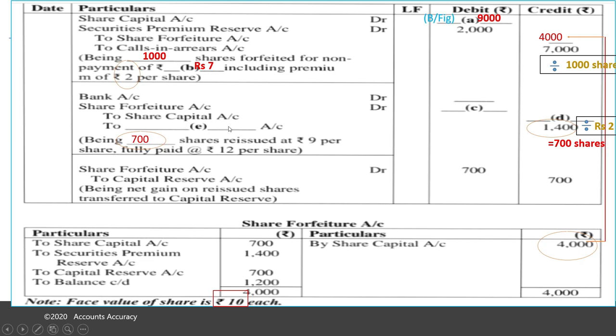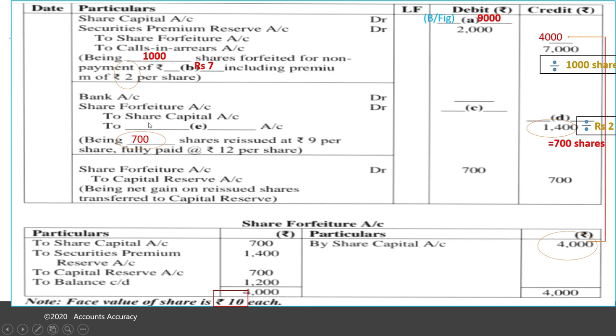Now as you know that this is securities premium reserve and the amount is 1400, and you also know the securities premium reserve per share is rupees 2. So when you divide 1400 by rupees 2, you will get the number of shares which have been reissued, that is 1400 divided by 2, it will come out 700. So here it's clear that 700 shares have been reissued.